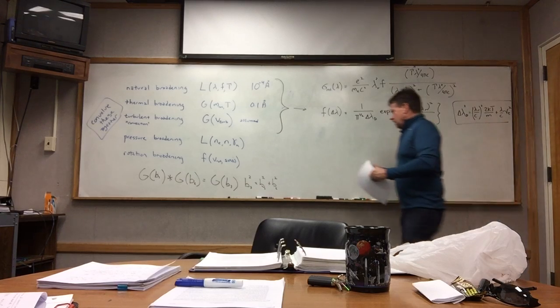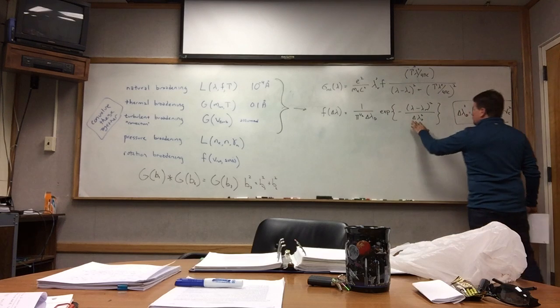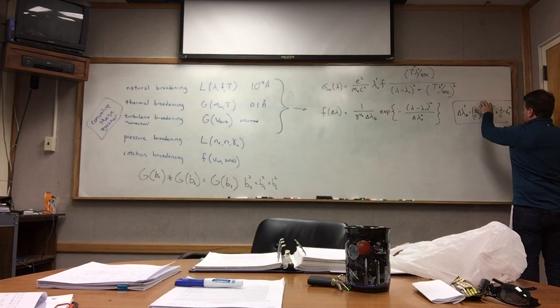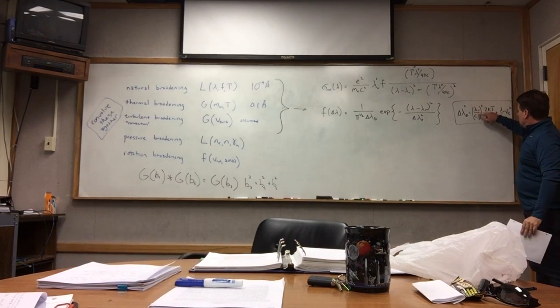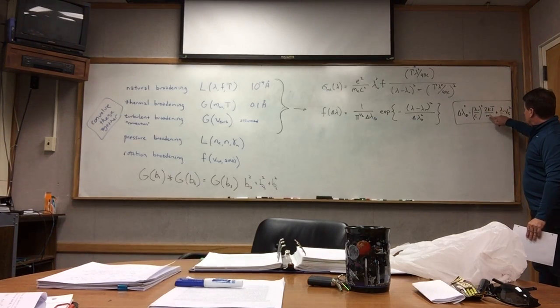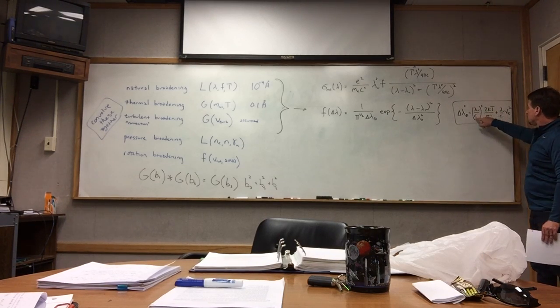Okay. What did I just write down? Delta lambda D squared is the thermal broadening component squared plus the turbulent broadening component squared. Okay. This is basically 2kT over m. The square root of that is b. And then this is the turbulent velocity, and this is just the wavelength over c of the transition.